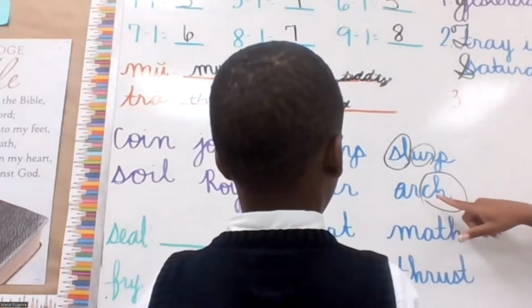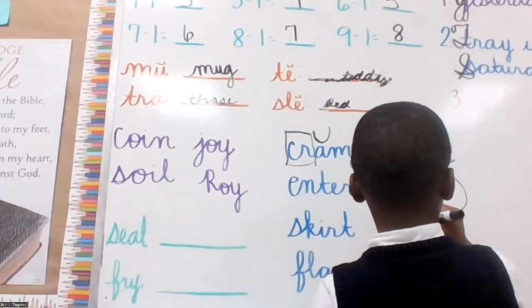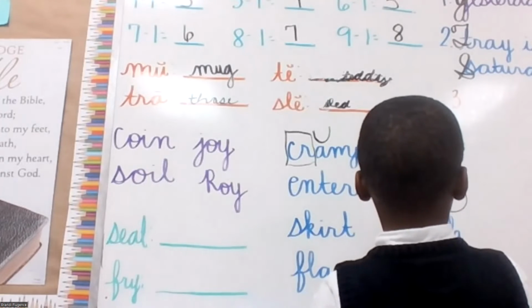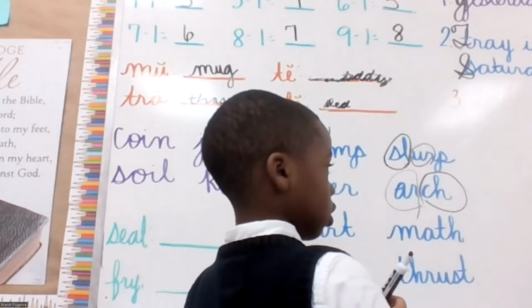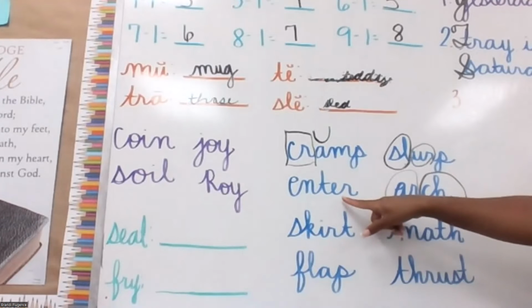It was this one. And that's a special sound, A-R, that says R. And that's C-H that says sh. What's the word? R, and then sh. Arch. Next one, Micah.